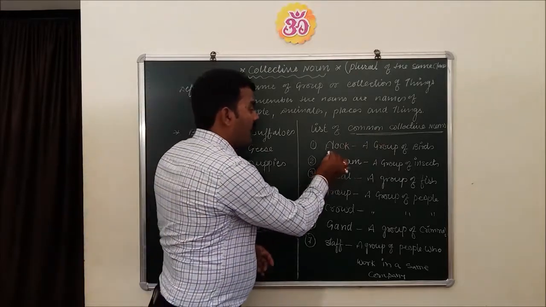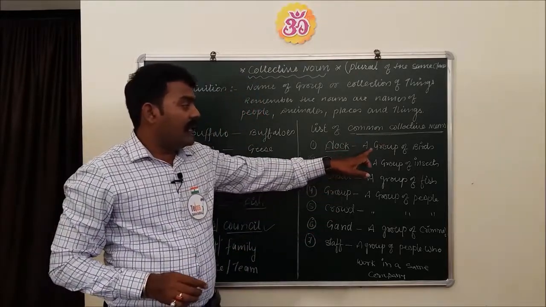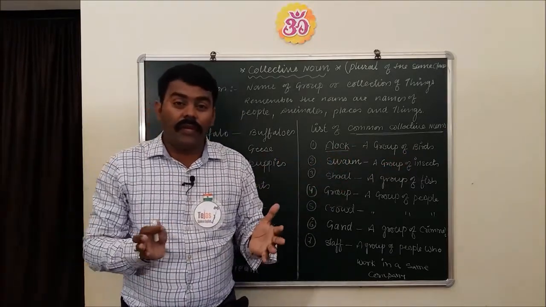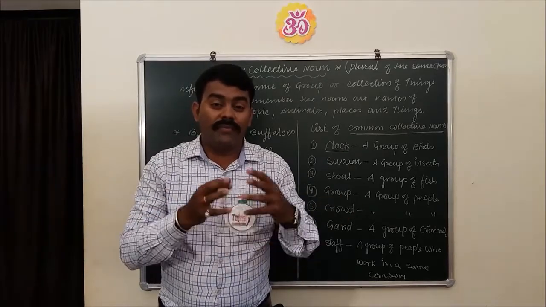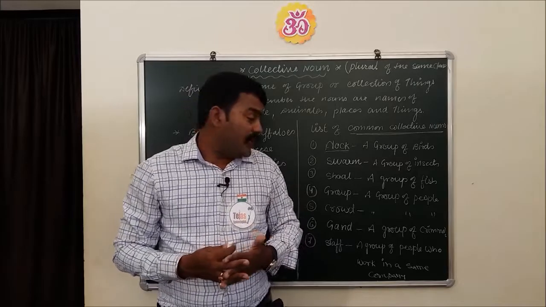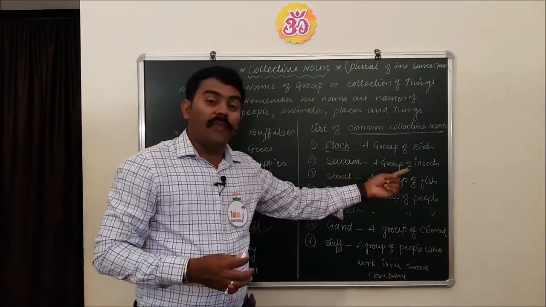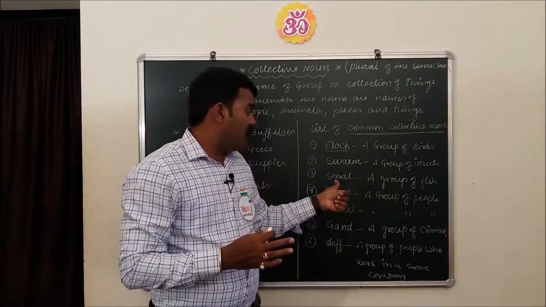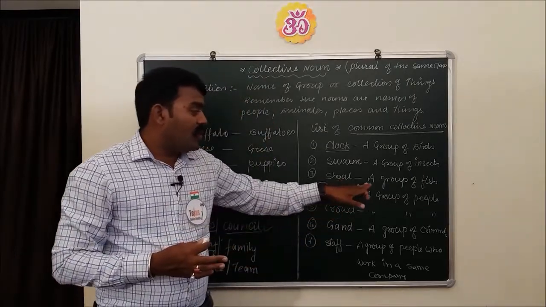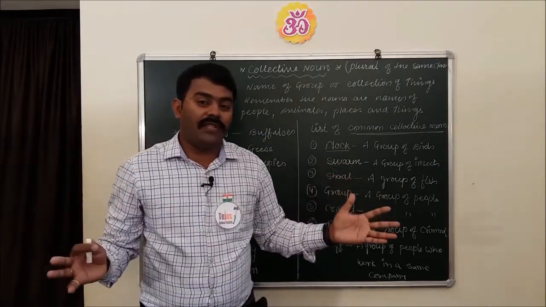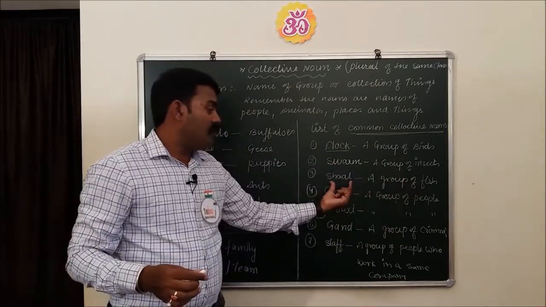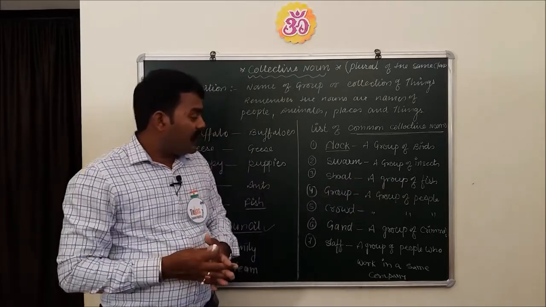For example, we talk about flock. A flock is a group of birds. It's a collective noun we use for a number of birds, because we have so many birds in it. And swarm is a group of insects. And shoal is a group of fishes. We have many fishes, so we use shoal for a group of fishes.